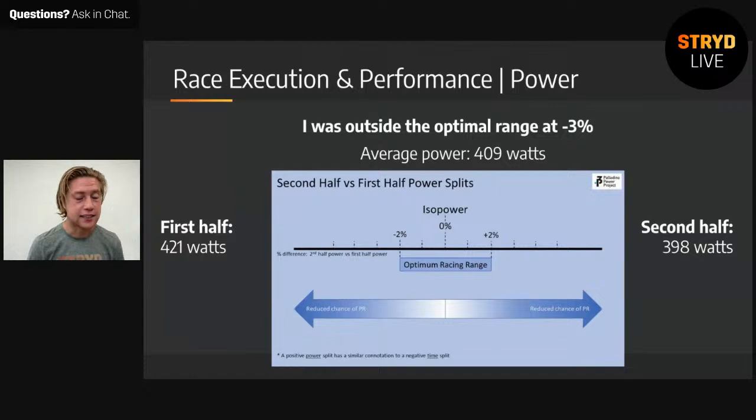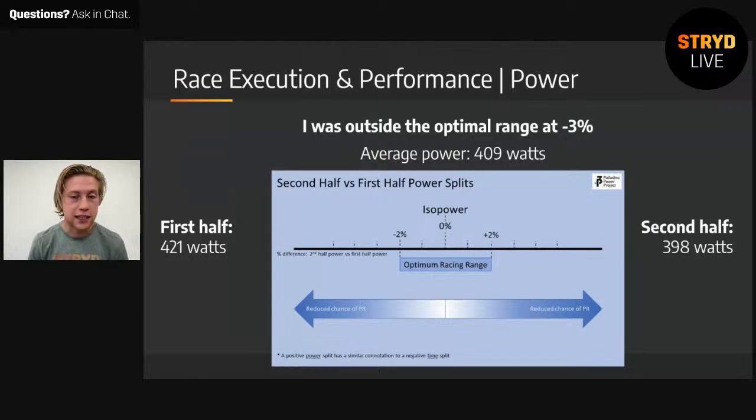In this case, I did run the first half of the race at a higher power output, 421 watts, and the second half at a lower power, which is 398 watts. So this places me at -3% on this chart. You can see on the left side we have the negative values, and on the right side we have the positive values. So I did place myself outside of that optimum racing range in terms of my race execution, and you can see that does correlate with a reduced chance of a PR.